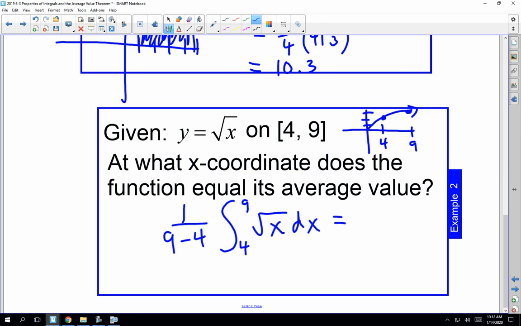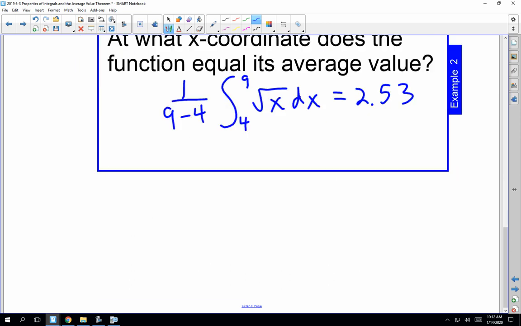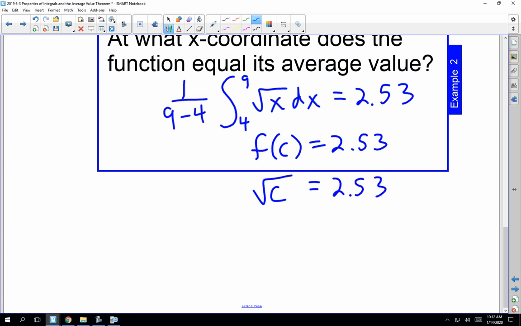You guys have a value? What do you guess? 2.53. So here's the deal. It says that at some point f of c is going to equal 2.53. F of c would just be square root of c. The function here is square root of x. And then can I solve that for c?